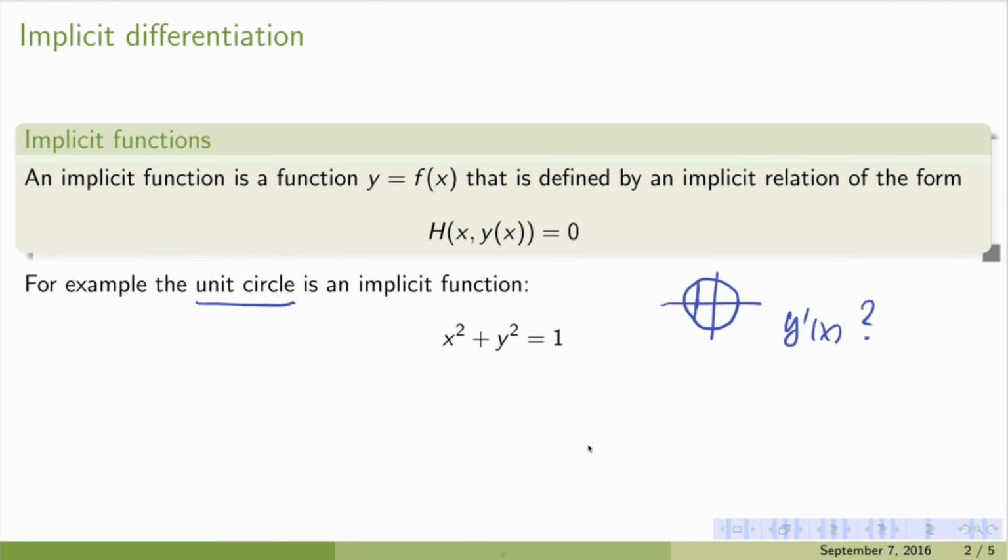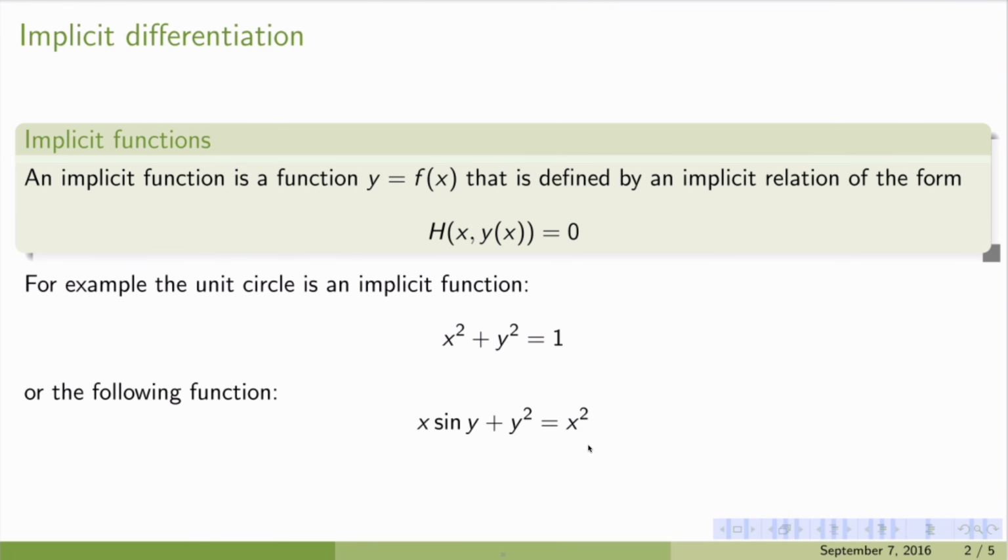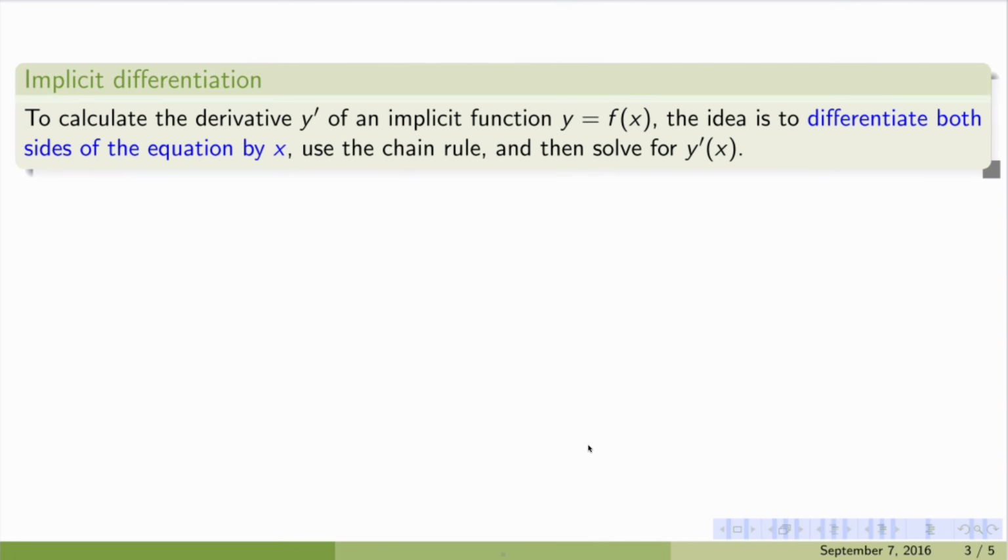Here is another implicit function, x sine y plus y squared equals x squared. So it can be more complicated than the circle above. And again, the question is, how do we find y prime? The rule is as follows. So to calculate the derivative y prime of an implicit function, the idea is to differentiate both sides of the equation by x. Use a chain rule and then solve for y prime of x.